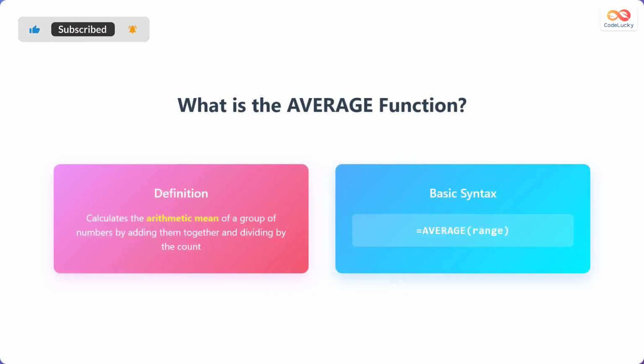The average function calculates the arithmetic mean of a group of numbers. It does this by adding all the numbers together and then dividing by the total count of those numbers. The basic syntax of the average function is as follows: equals AVERAGE, open parenthesis, range, close parenthesis. Here, range refers to the set of cells you want to average.